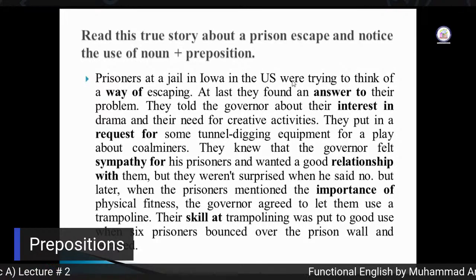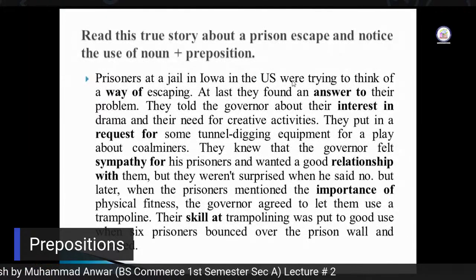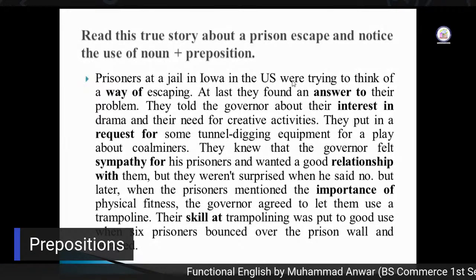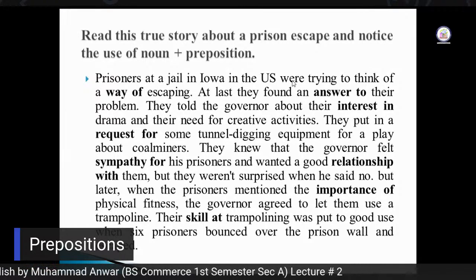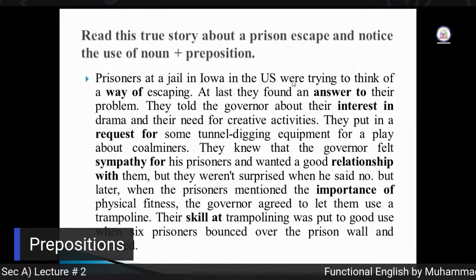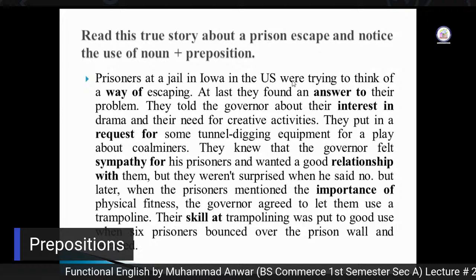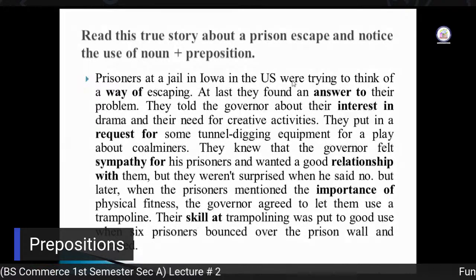Now, in addition to these prepositions, we also have prepositions used after nouns, and we also have prepositional phrases, means verb plus prepositions. They are also very important. इनका भी इस्तेमाल बहुत आम होता है और we must remember as many words and phrases as possible. Now, please read this story. I'm reading it for you. You just listen to it and just notice noun plus preposition.